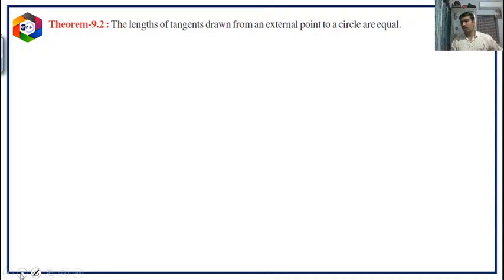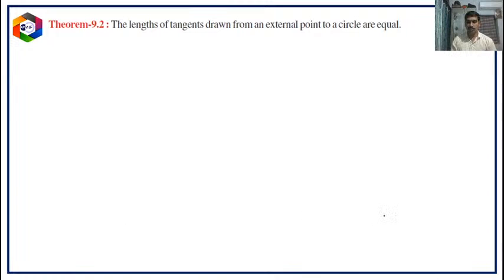Okay, now one more important theorem we have: the lengths of the tangents drawn from an external point to a circle are equal. Okay, so if you draw tangents from an external point, అంటే ఒక బాహ్య బిందువు నుంచి వృత్తానికి స్పర్శరేఖలు గీస్తే, how many tangents can be drawn? No doubt at all, it is possible to draw two tangents. So the two tangents' lengths are definitely equal. That is to be proved.